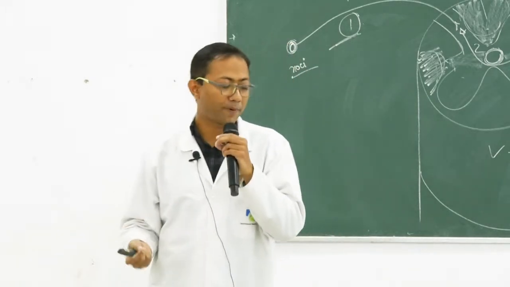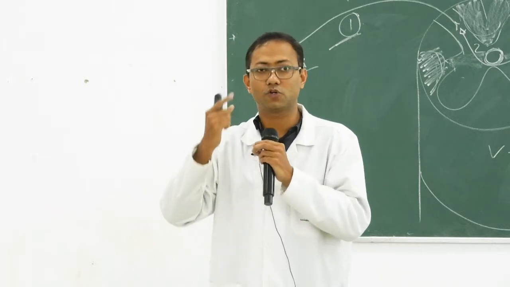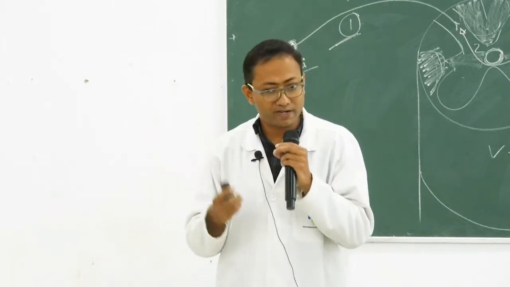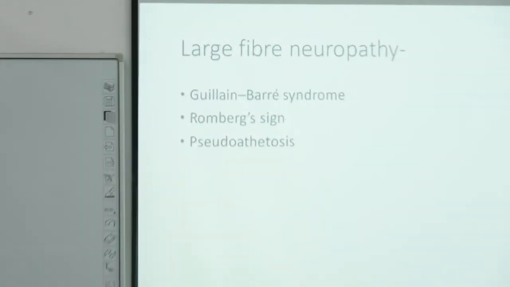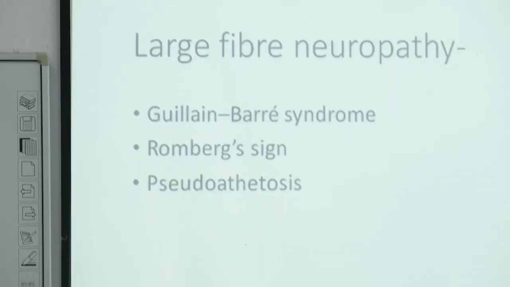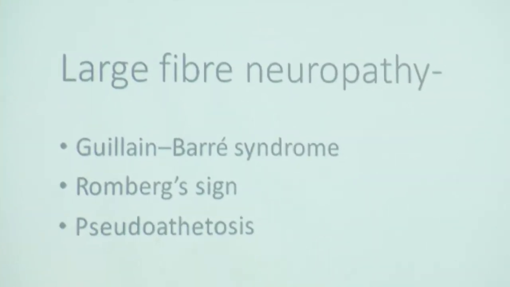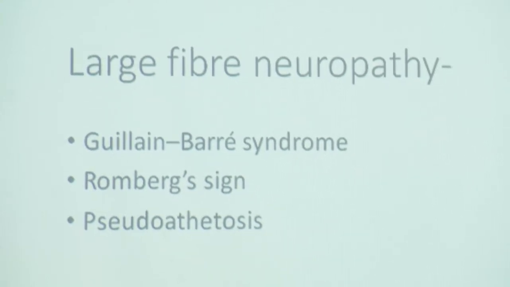So how to test proprioception? You will ask the patient to stand and close his eyes, and the patient will sway and fall. This is called the Romberg test, and we call it Romberg sign positive, right? So Romberg sign is present in case of large fiber neuropathy. One example is Guillain-Barré syndrome, right?